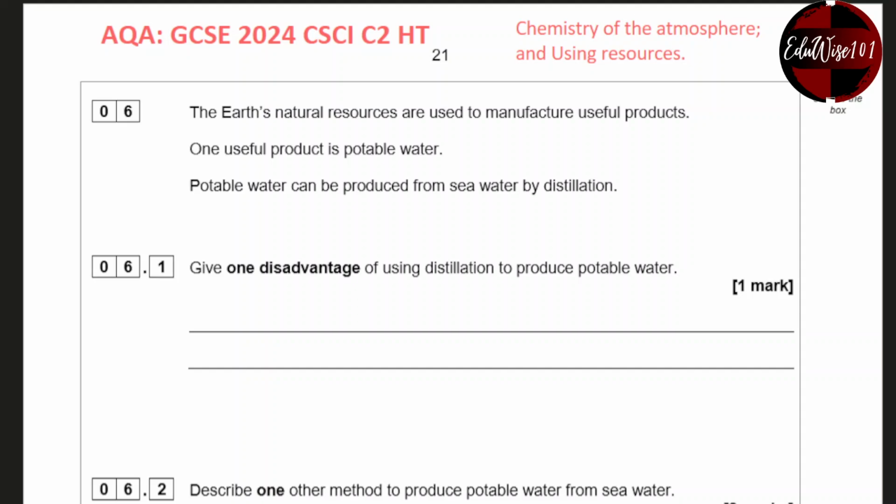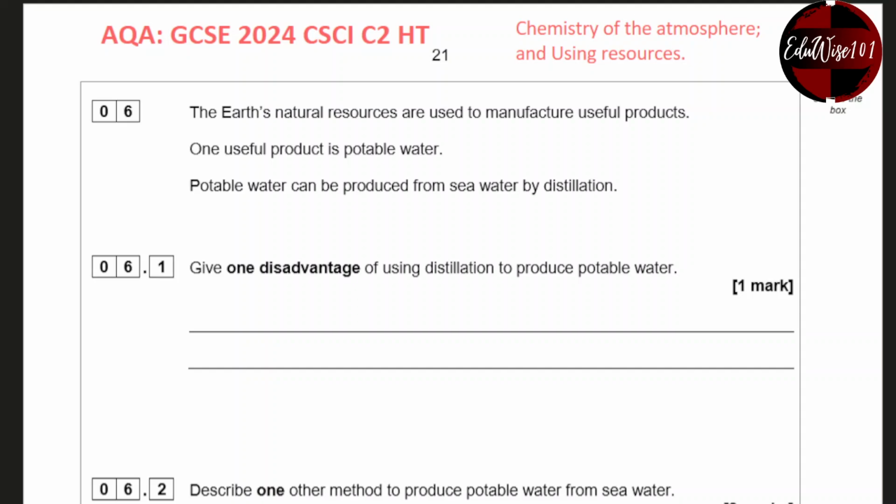The Earth's natural resources are used to manufacture useful products. One useful product is potable water. Potable water is water that you can drink. Potable water can be produced from seawater by distillation. Give one disadvantage of using distillation to produce potable water.